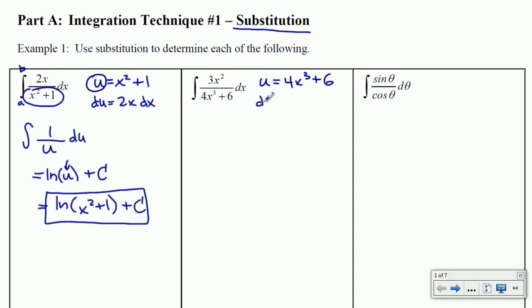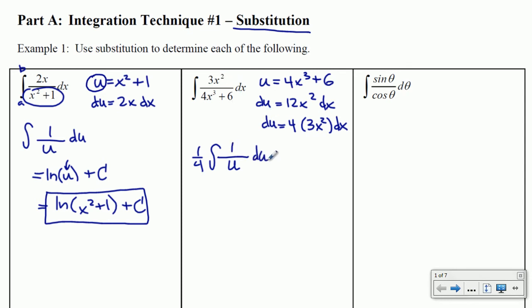And then du would be 12x squared plus 0 dx. And I can see an x squared dx term here, but it's not a 12. So what we can do is maybe factor a 4 out of this. So we would have du equals 4 times 3x squared dx. So that means 3x squared dx is equal to du over 4. So now this integral would become 1 over 4. U is in the bottom. I replace it with 4x cubed plus 6. And 3x squared dx is equal to du. So that's my new integral.